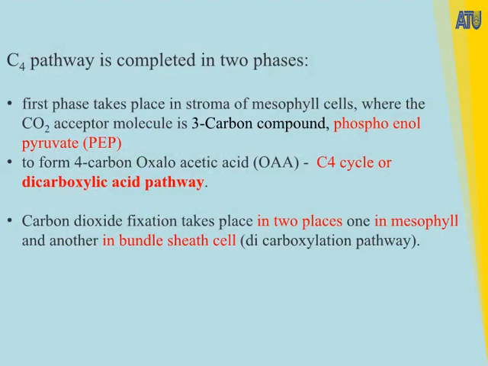The first phase takes place in the stroma of mesophyll cells, where the CO2 acceptor molecule is a 3-carbon compound, phosphoenol pyruvate, PEP, to form 4-carbon oxaloacetic acid, OAA. C4 cycle or dicarboxylic acid pathway. Carbon dioxide fixation takes place in 2 places, one in mesophyll and another in bundle sheath cell, decarboxylation pathway.